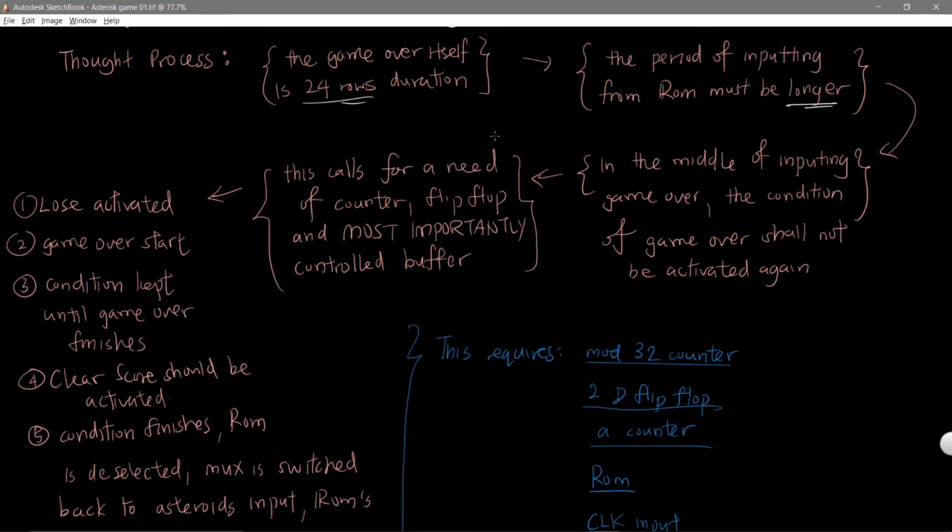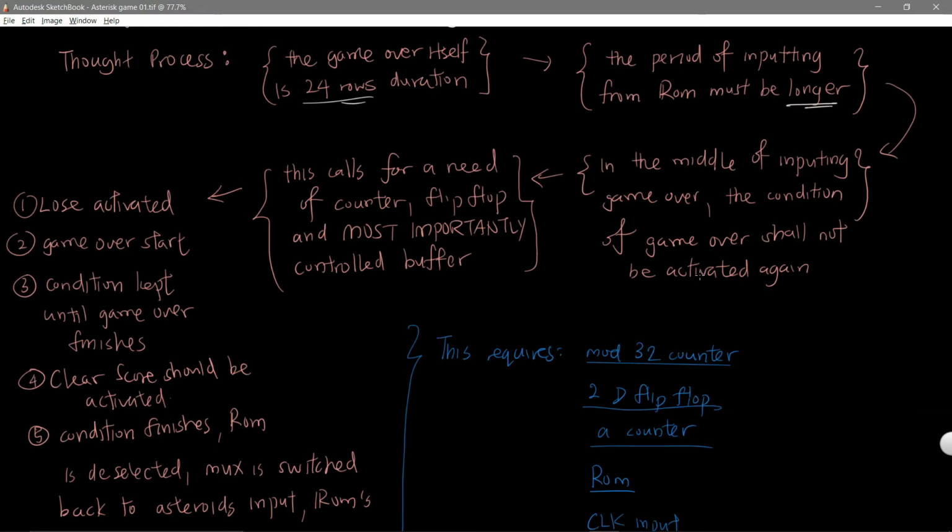It's going to be going slowly downwards. Whatever you're trying to say in the message, it's going to be slowly downwards, and finally it's disappearing one row by one row in the last row of your display matrix, right? And in the middle of inputting game over, the condition of game over shall not be activated again. So this is some control condition. I say the condition of game over shall not be activated again. This is one of the methods of controlling the overall flow of the signal.